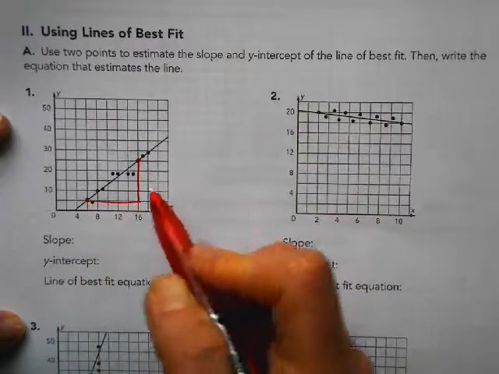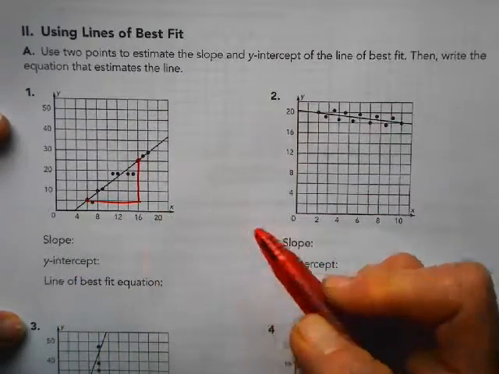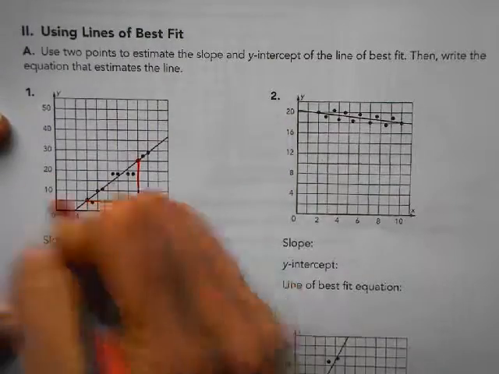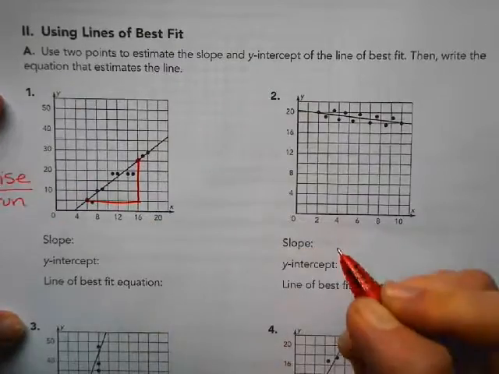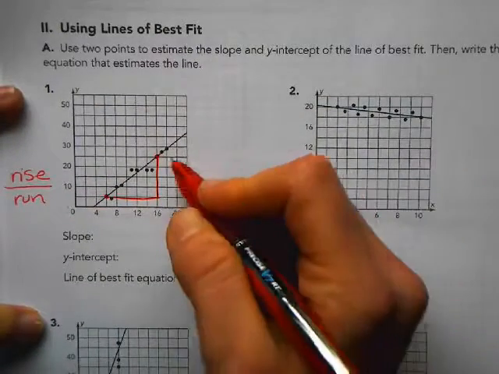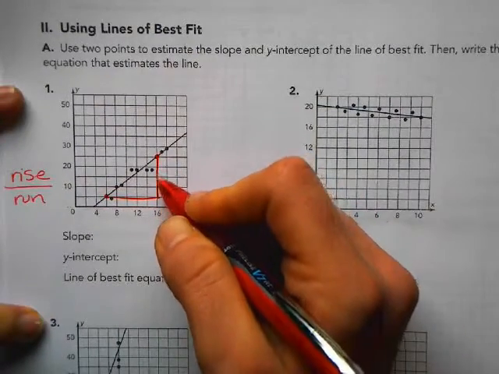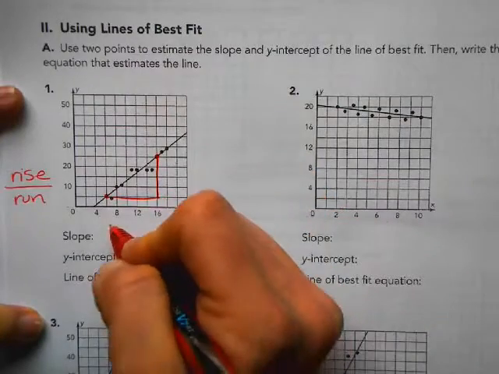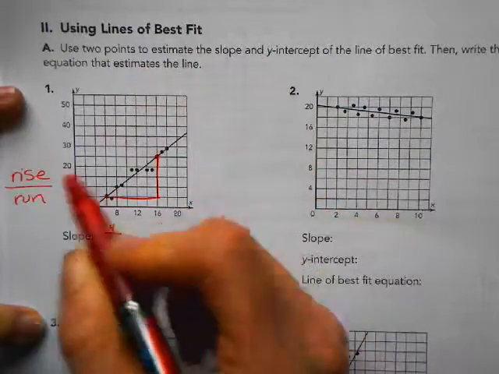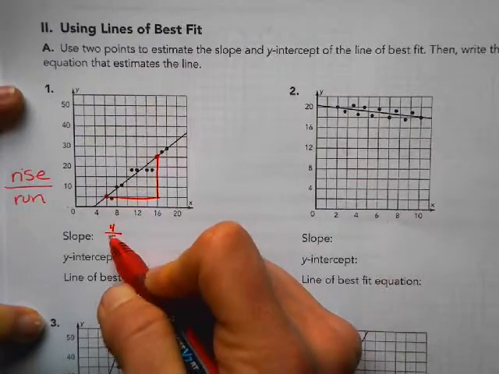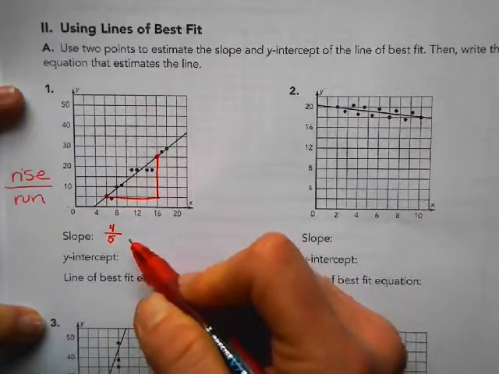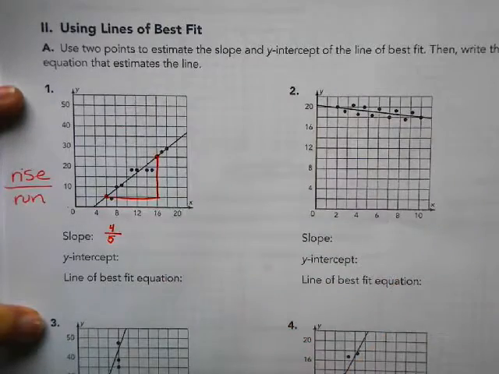Now we're going to create our triangle and we're going to find our slope by counting our rise over our run. Remember, rise is up and down, so 1, 2, 3, 4 is our rise, and our run is 1, 2, 3, 4, 5. And so 4 over 5 is our slope.